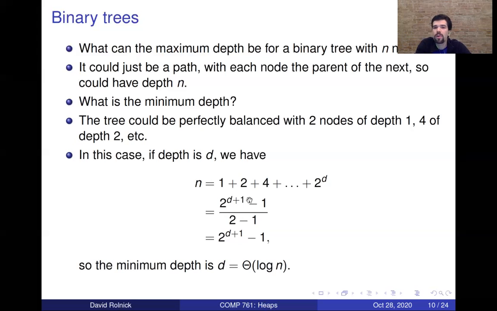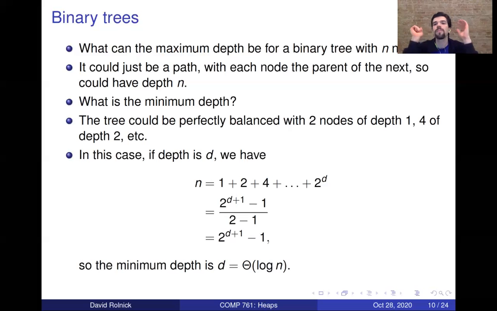This is a good thing to remember, that if you add up all of the powers of 2, you get 1 less than the next power of 2. So like 1 plus 2 plus 4 is equal to 1 less than 8. And this is the reason why binary representations of numbers work, for what it's worth. 1 plus 2 plus 4 is 7, and 1 plus 2 plus 4 plus 8 is 15, so 1 less than 16.